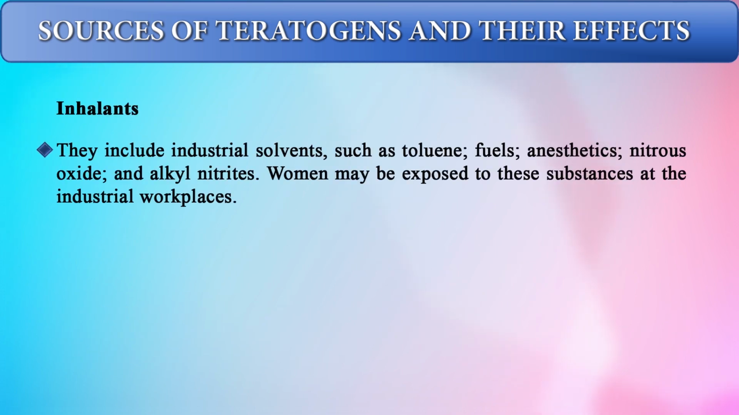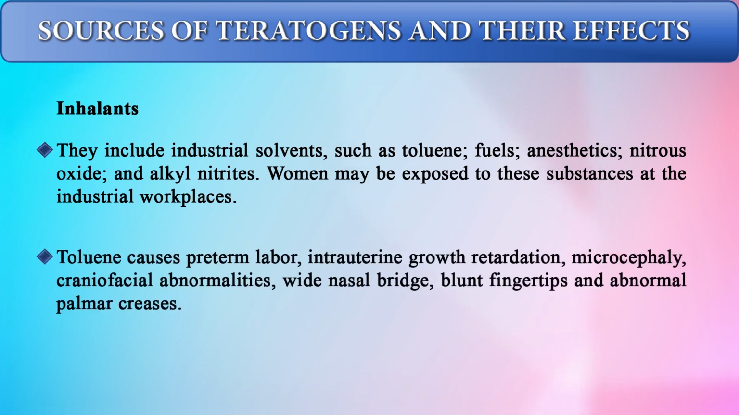Inhalants like industrial solvents, toluenes, fuels and anesthetics. Women may be exposed to these substances at the industrial workplace. Also those who are dealing with anesthesia and anesthetics can have certain problems. Toluene can cause preterm labor, intrauterine growth retardation, microcephaly, craniofacial abnormalities, wide nasal bridge, blunt fingertips and abnormal palmar creases. That is the crease that you find in the palms. So they can have abnormal creases in their palms.